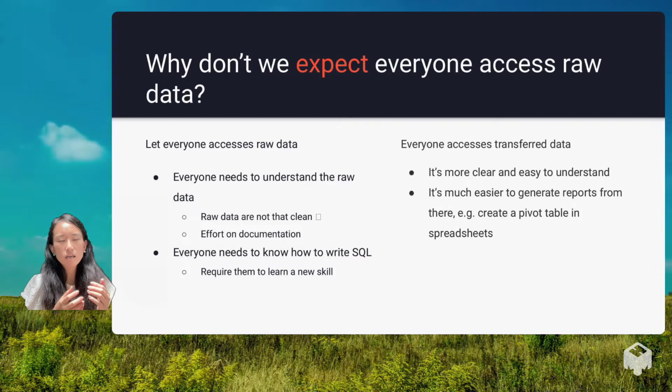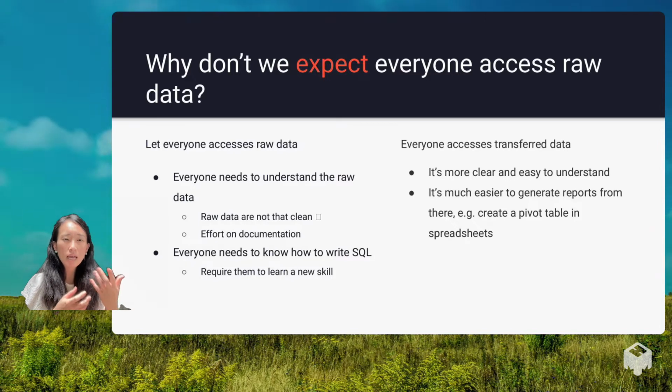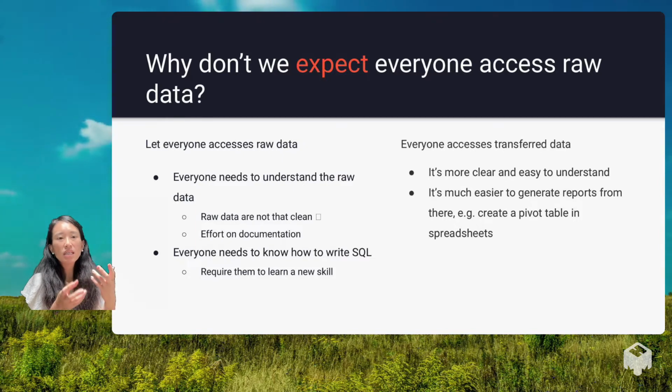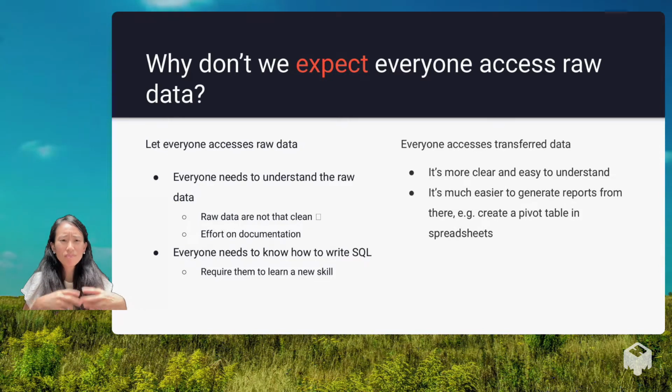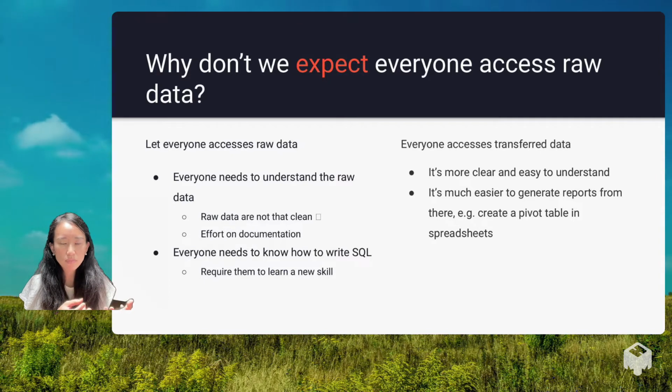That means we are requiring everyone to understand the raw data. But as you know, raw data may have some historical issues. We probably already duplicated some columns, or the meanings already changed, but the column name is still there. So it's quite confusing. If we want to make it clear, that's a lot of effort for the data team to do the documentation.